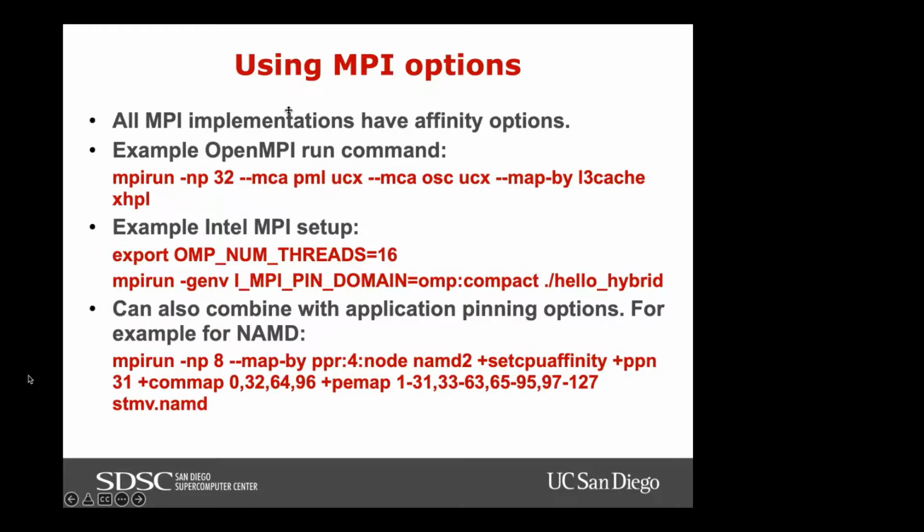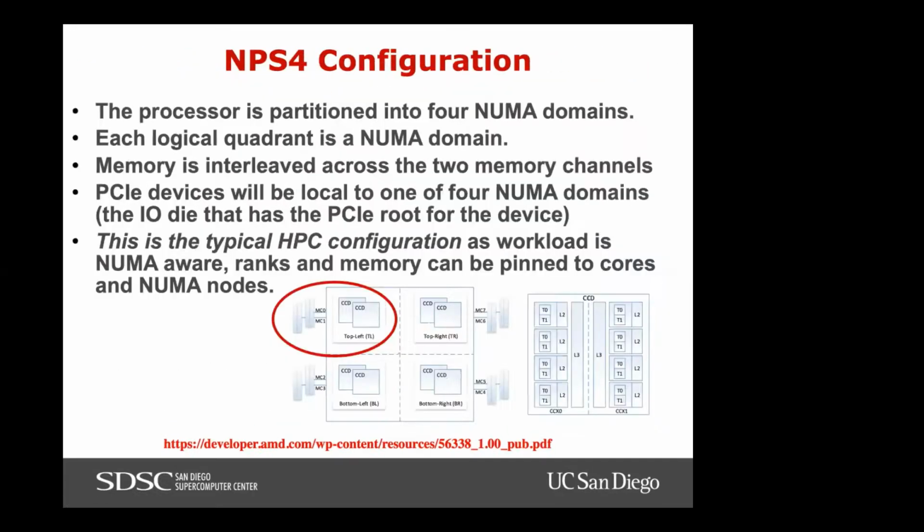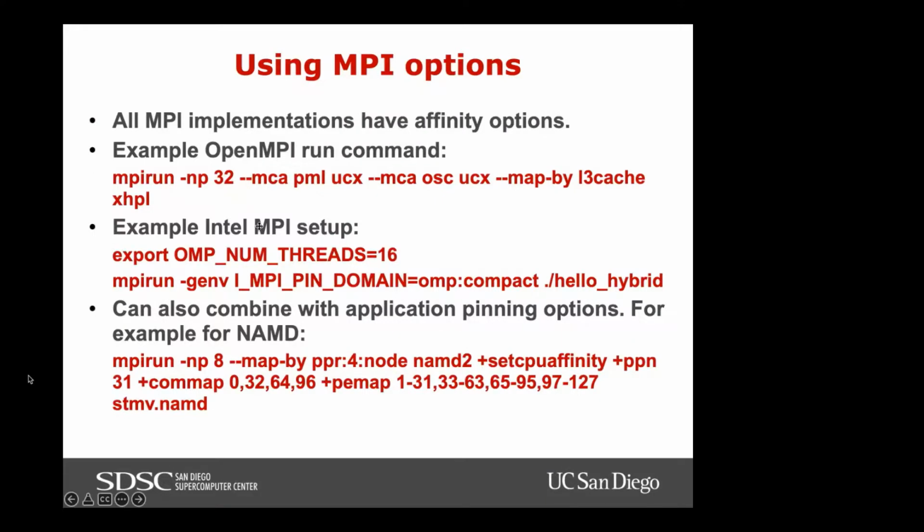So there are lots of ways of doing this. All MPI implementations have affinity options, like OpenMPI, for example. You can say map by L3 cache. So it will then lay out based on those L3 cache locations. And L3 cache, if you remember, is at the CCX level, right? So OpenMPI has a flag that recognizes that, hey, I can lay it out this way. And then Intel MPI has options for doing pin domains, which again achieve similar things. Some applications also have pinning options.